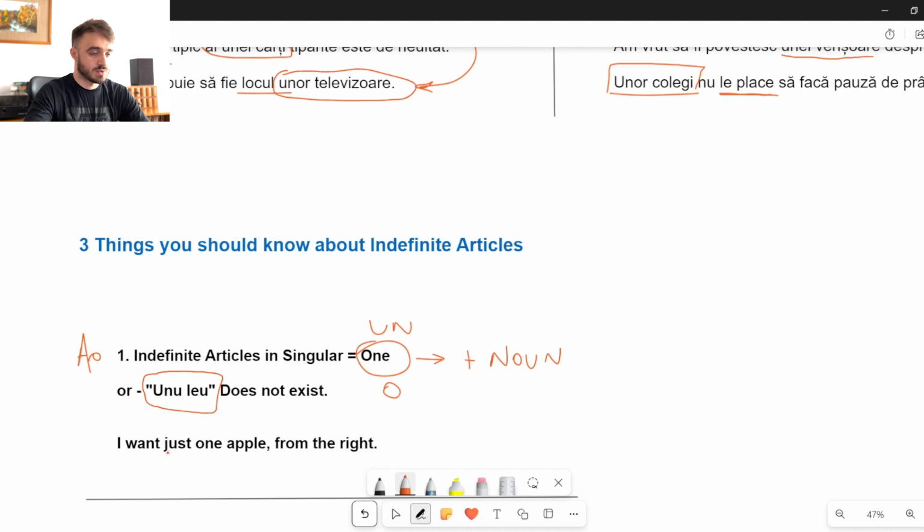So when you say I want just one apple from the right, I don't know, on the shelf, for example, I want just one apple is vreau doar un măr din dreapta. Yeah, so this one here will become un. Same with feminine and same with neuter. So careful never to say this. That's the main takeaway.